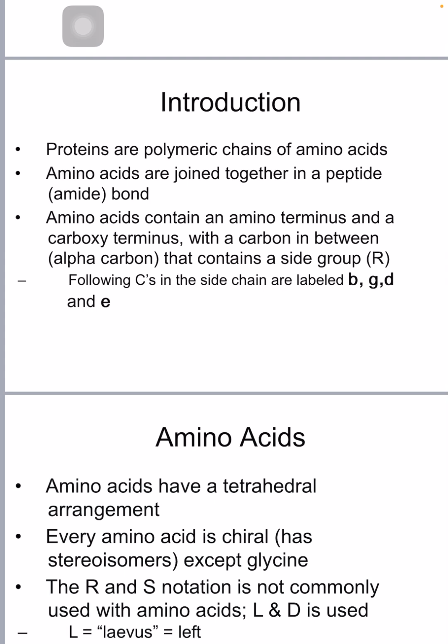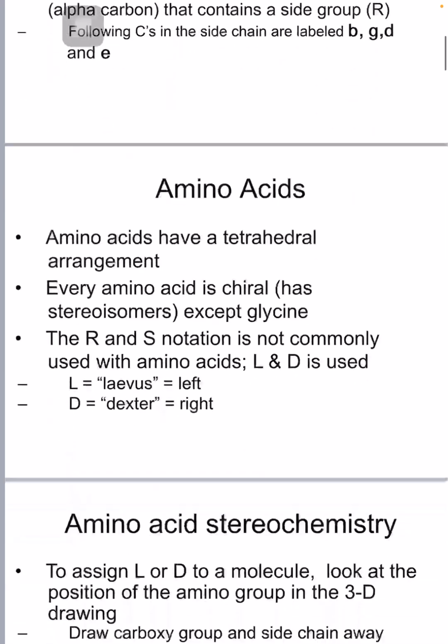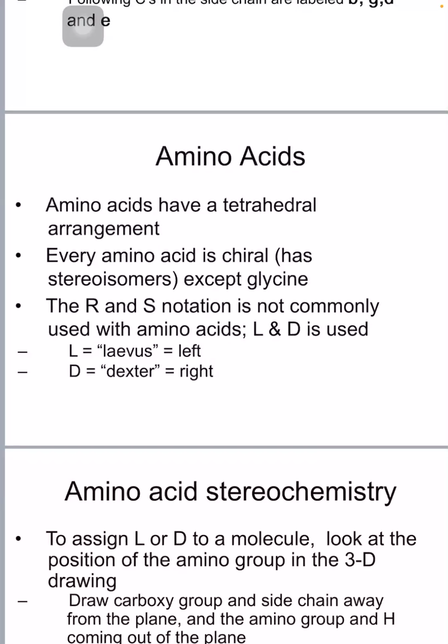Okay. All right, let's talk a little bit more about these. So, one thing about amino acids is that they're going to have a tetrahedral arrangement, right? And that makes sense because the tetrahedral arrangement really is talking about using the alpha carbon as the centralized carbon, and it's going to have 4 different bonded groups hanging off it. It's going to have the amino terminus, the carboxy terminus, the H, and the side chain, right? So that's corresponding to a tetrahedral arrangement.